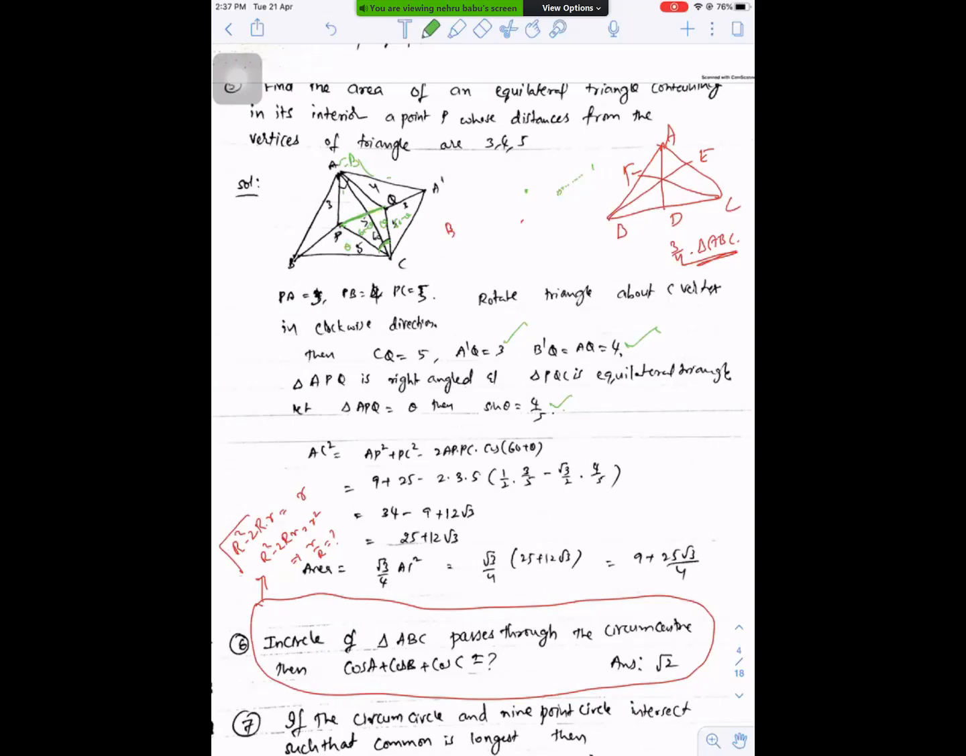Any doubt in this particular model? Samarth, is it clear now? Yes, sir.